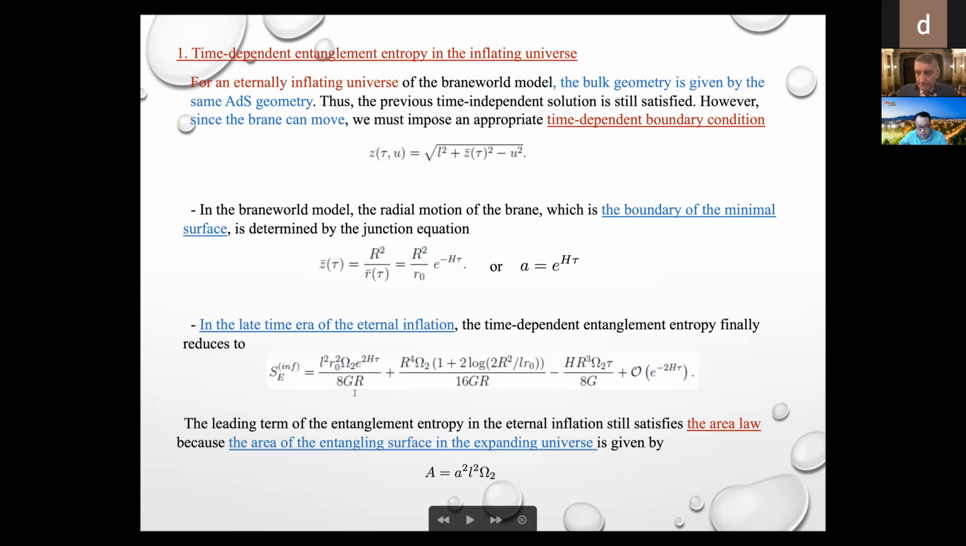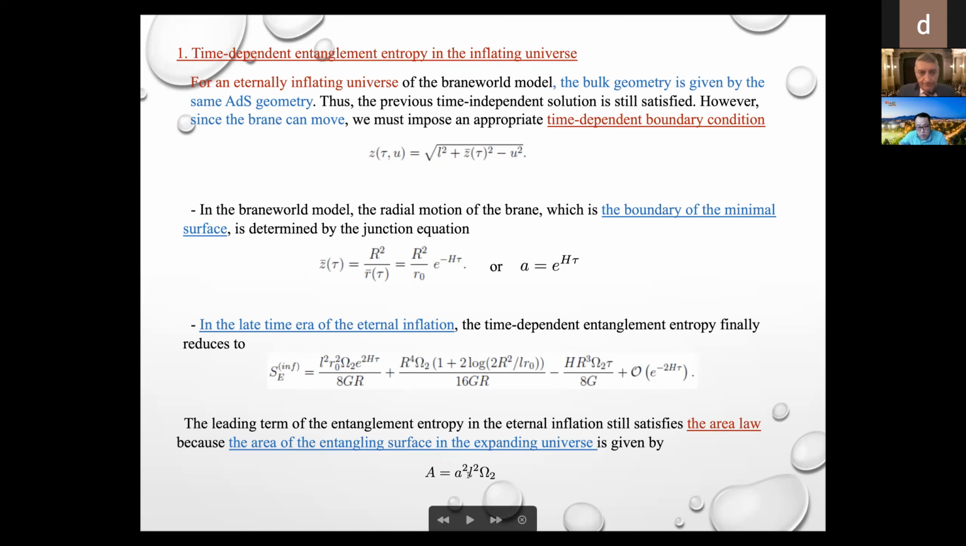So this is some late time behavior. When tau goes to the infinity limit, the first term is the leading term, and the higher order terms are exponentially suppressed. So we consider this late time behavior. Here, this is proportional to L squared omega 2, so this is some area times e to the h tau. This corresponds to the square of the scale factor. So this is the area when you measure the area of the entangling surface physically.